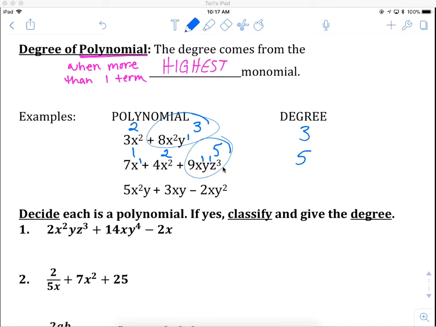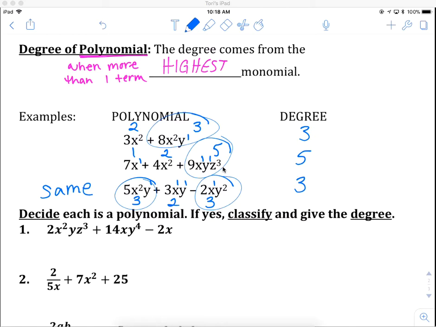Last one. So 5x squared y. We have an x with the second power, y to the first power. That means that degree is 3. Middle term. X has a 1, y has a 1. That degree is 2. Last guy, negative 2xy squared. The x has a 1, the y has a 2. That degree is 3. In this case, we have a couple that are the same. These two both have the same degree. So we're just going to say the degree is 3. They're both the same. They're both the highest. So our degree is 3.